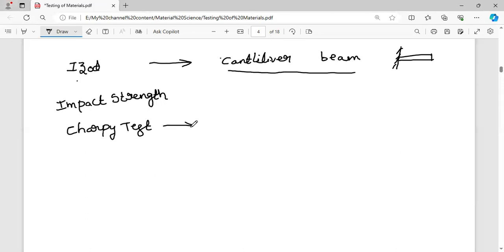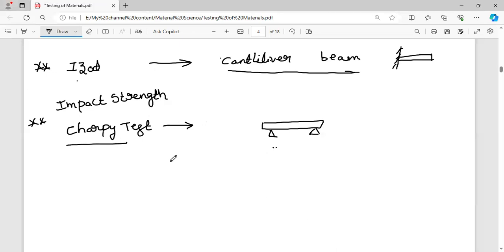Whereas in the Charpy test, the test specimen is arranged as a simply supported beam. In this way, the test specimen will be acted upon. Okay, observe, it is a very important point from the competitive examination point of view. The arrangement of the test specimen in the Izod test is in cantilever beam form, whereas in the Charpy test it is in simply supported beam form.